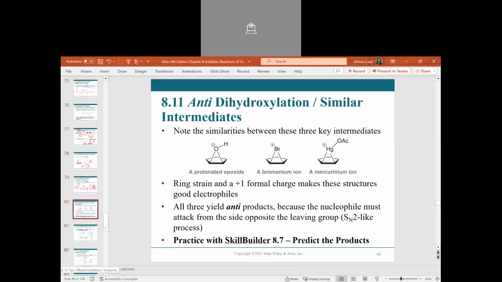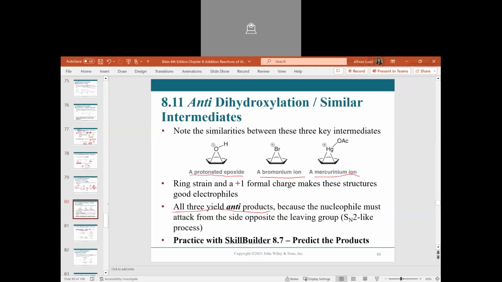So there's a comparison here between our intermediates for oxymercuration-demercuration, our halogenation with the bromonium ion, and then this protonated epoxide. We see how all of these have a similar intermediate in the steps in the process, and all three yield anti-products. So that's good to know.